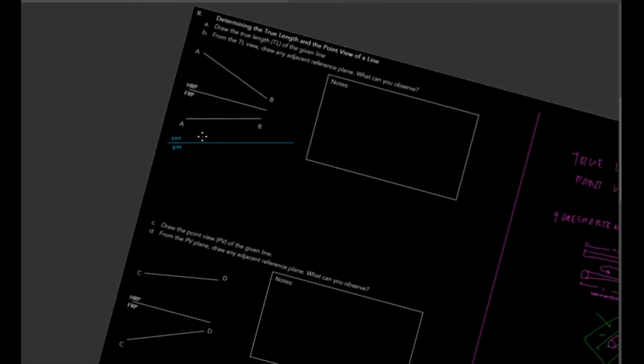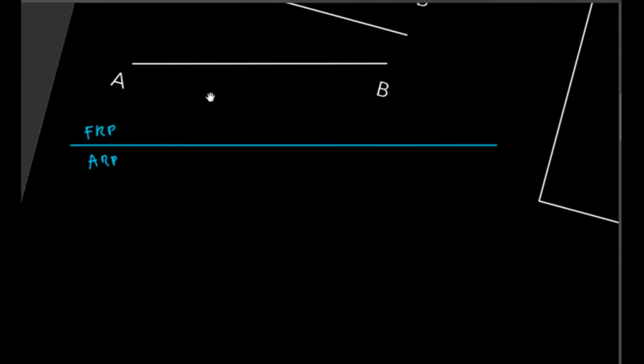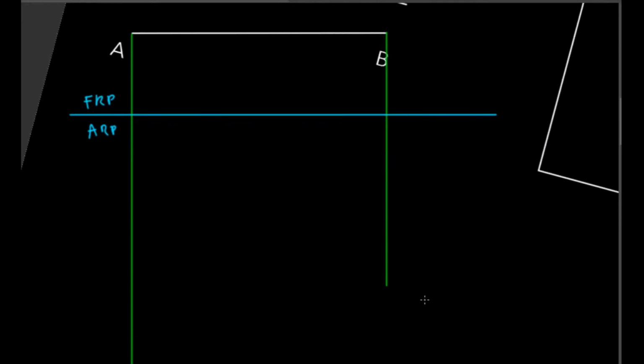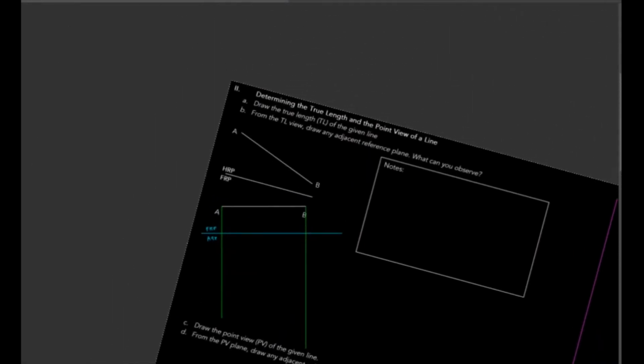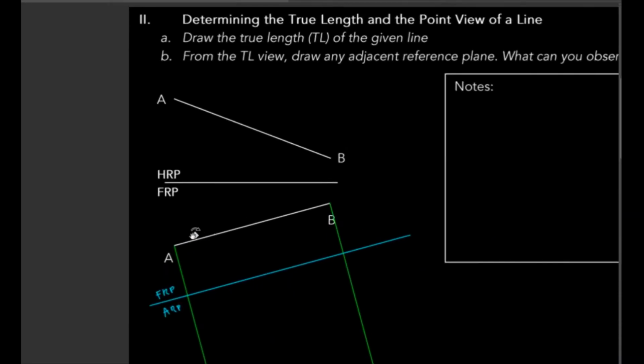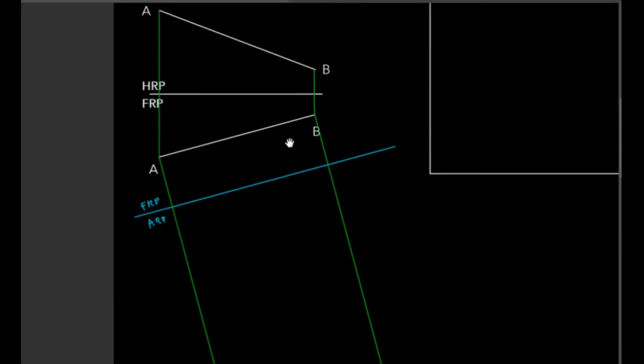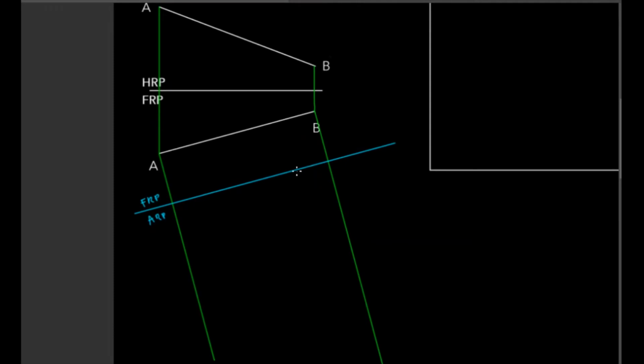Now that I have my auxiliary reference plane, I can now create projection lines. Project it downwards, project this downwards, and using my compass, let me just connect these two now so I can measure the distance. So again, from the lesson we learned from the last video, to get the projection lines, we just need the view before it. So if this is ARP1, this is ARP, then one view before it is the FRP, and this is the basis for our projection lines.